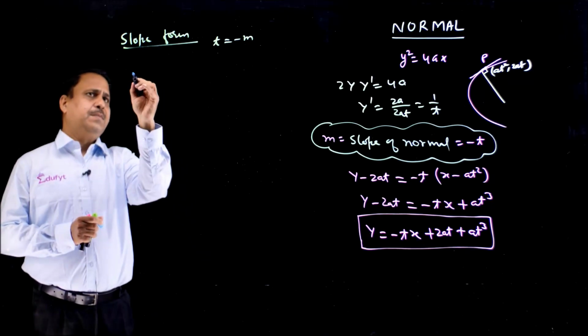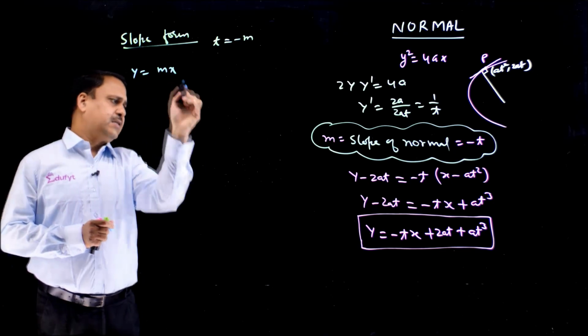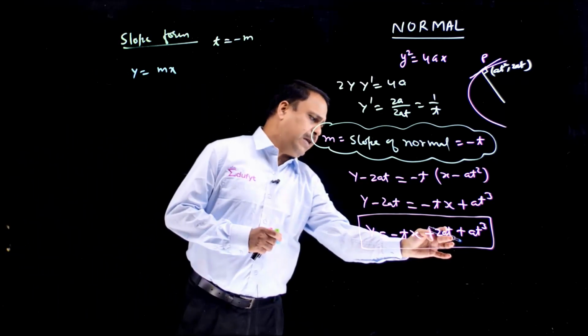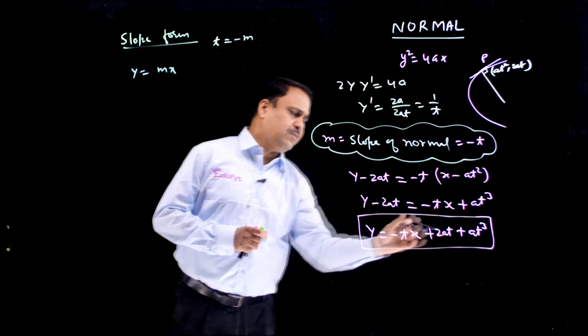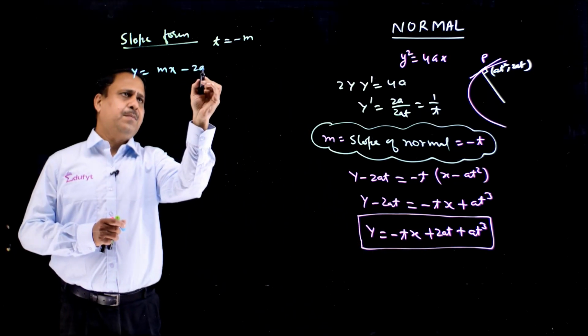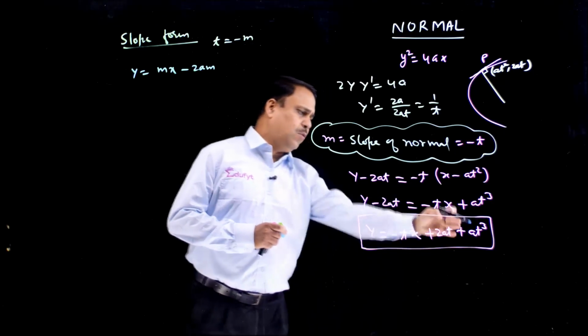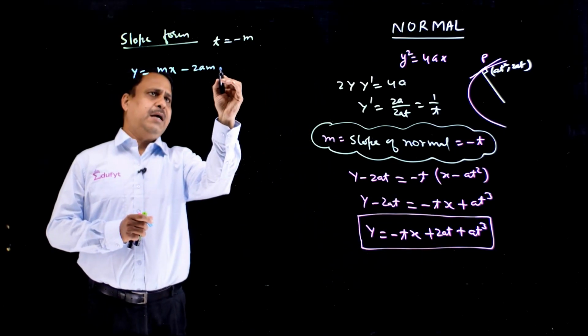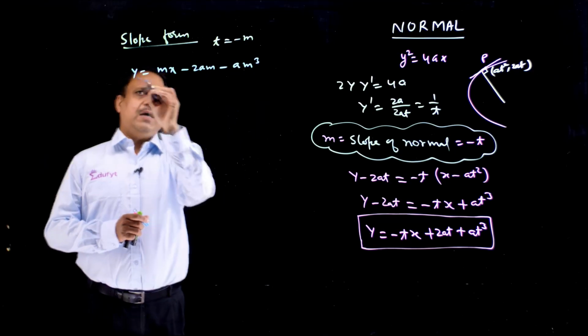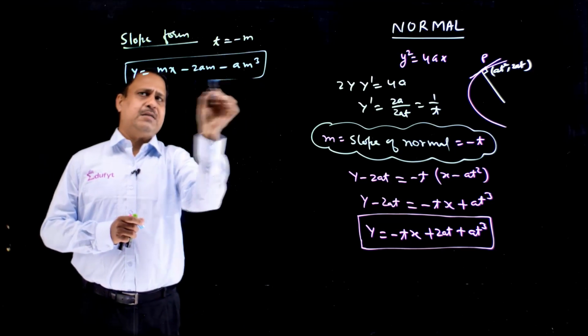So y is equal to mx, and this t will be replaced by minus m. T is equal to minus m. So minus 2am, and this will be a times minus m whole cube. Minus m whole cube means minus am cube. So y is equal to mx minus 2am minus am cube.